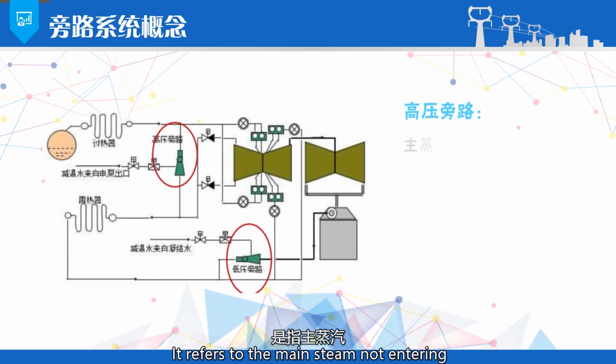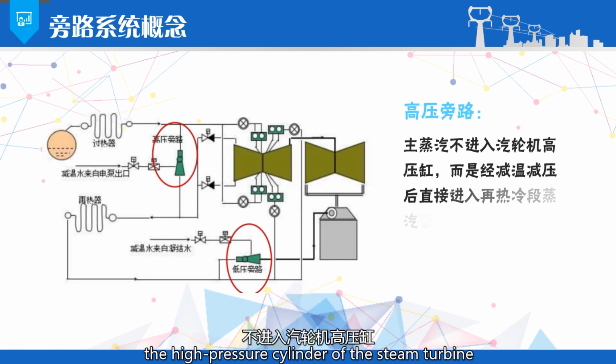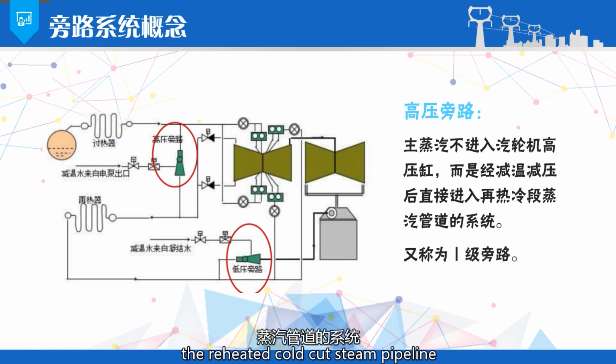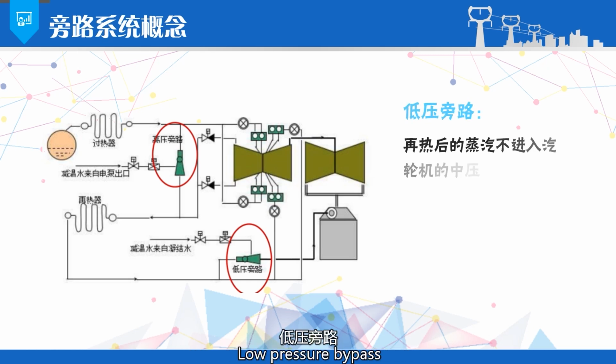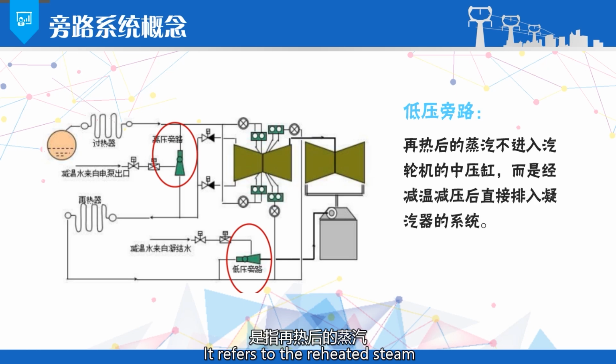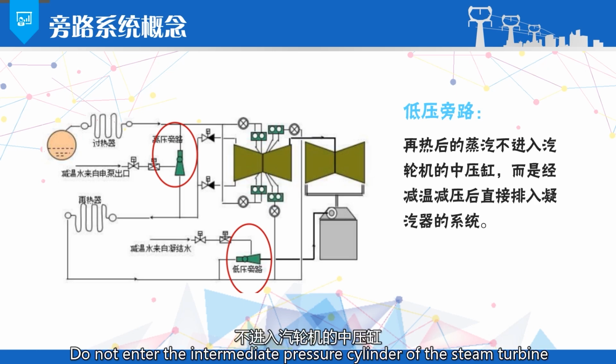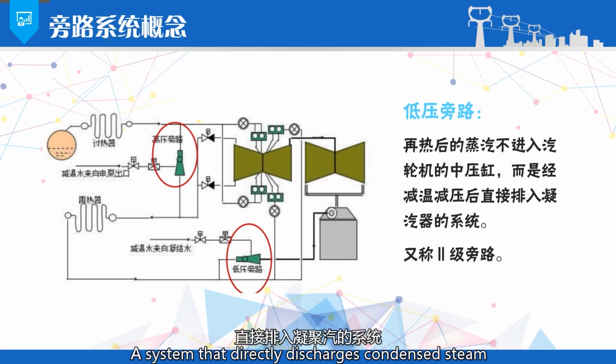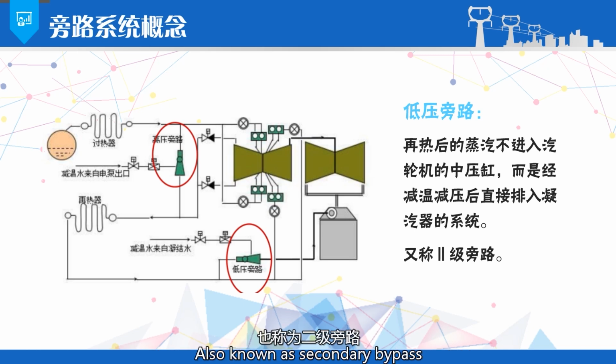High-pressure bypass refers to a system where the main steam does not enter the high-pressure cylinder of the steam turbine, but after temperature and pressure reduction, directly enters the reheated cold steam pipeline, also known as the primary bypass. Low-pressure bypass refers to a system where the reheated steam does not enter the intermediate pressure cylinder of the steam turbine, but after temperature and pressure reduction, is directly discharged to the condenser, also known as the secondary bypass.